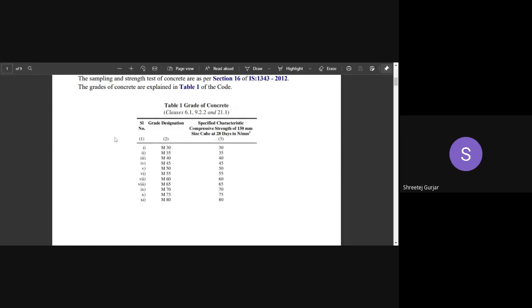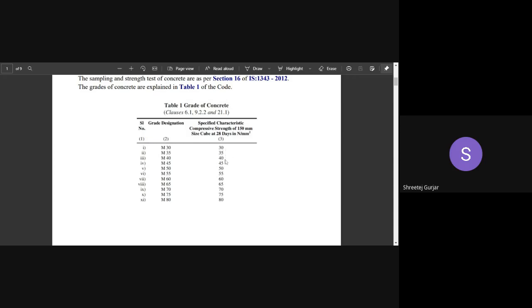Also, this code IS 1343/2012 has table number 1, giving your grades of concrete. You can see this is a screenshot from your IS 1343/2012. You can see the grade designation, and this is the specified characteristic strength in compression of 150 cubes at 28 days in Newton per mm squared. So if the characteristic strength is 30 Newton per mm squared, you grade it as M30. If it is 35 Newton per mm squared, you grade it as M35.